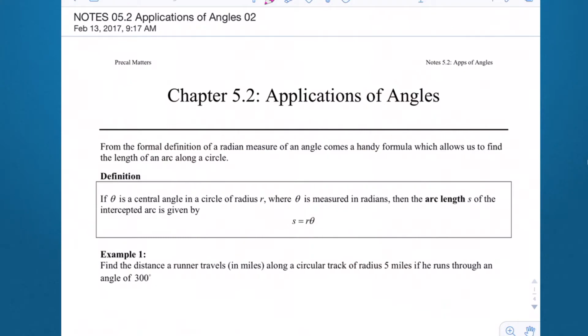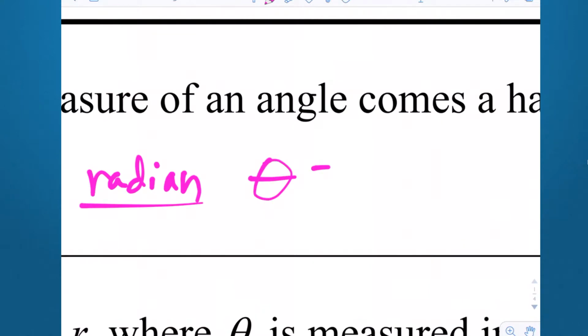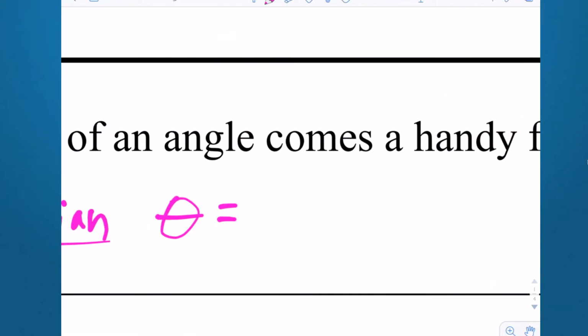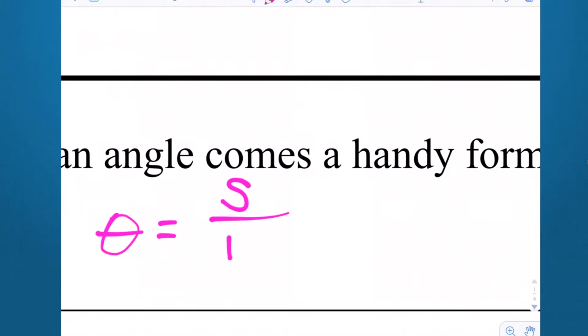But the first thing that we're going to do is take the definition of a radian measure of an angle, and we're going to modify it. So from 5.1, who remembers how to define the radian measure of an angle? Theta. Very good. It's the arc length, which we call S, divided by the radius R.